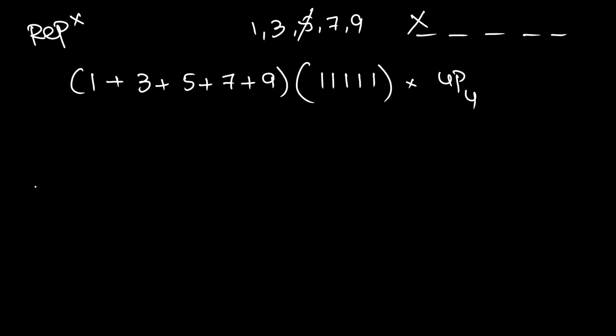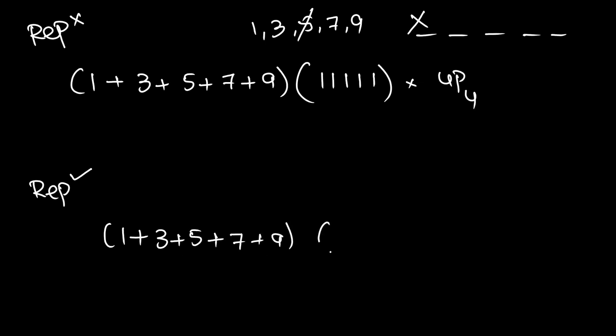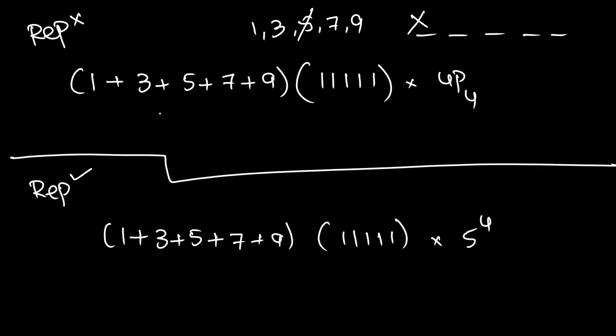Now, the same thing, if repetition is allowed, what can be done? 1, 3, 5, 7, 9, so 5 ones, 5 power 4: 5 into 5 into 5. All 5 digits are allowed and 4 slots are there, so 5 power 4. What about the calculations here, sir? 25. This is 5 ones into 24. 4P4 means 4 factorial, 24.